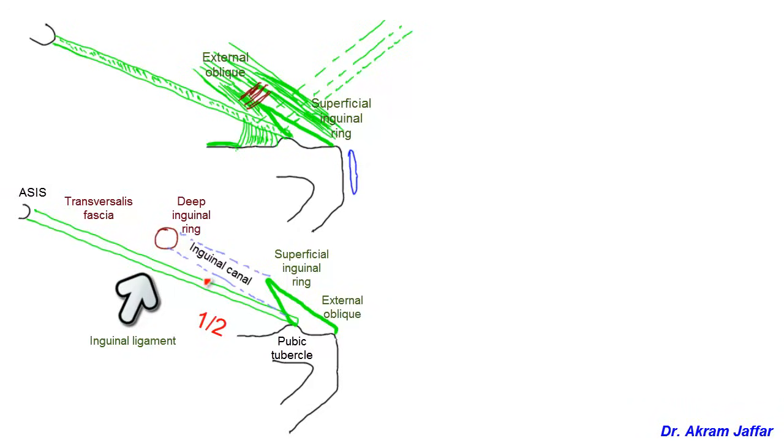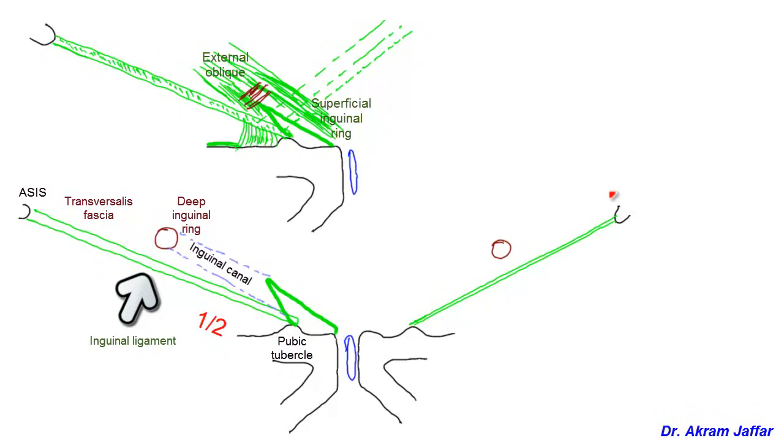So what about the transverse abdominis muscle and the internal oblique muscle, which are located in between the external oblique and the transversalis fascia? Now let's complete the diagram on the other side. The inguinal ligament provides attachment to muscle fibers. Actually, it provides attachment to the muscle fibers of transversus abdominis and internal oblique muscle.